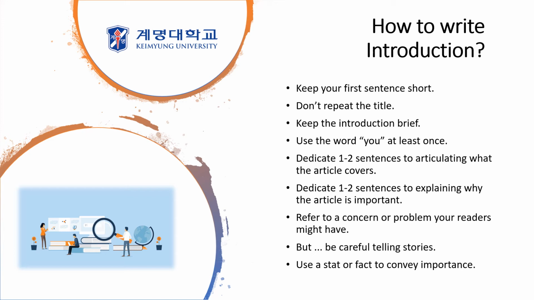Next, you should dedicate 1 to 2 sentences to articulating what the article covers. You can also dedicate 1 to 2 sentences explaining why the article is important. You have to highlight and refer to a concern or problem your readers might have. Be careful, you might be telling a story. You have to state the facts and the reality, and also the results or findings of other authors. Use a stat or fact to convey importance.